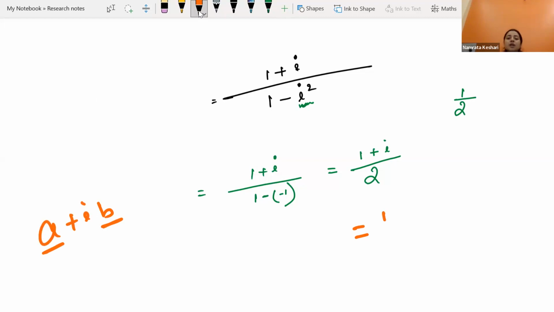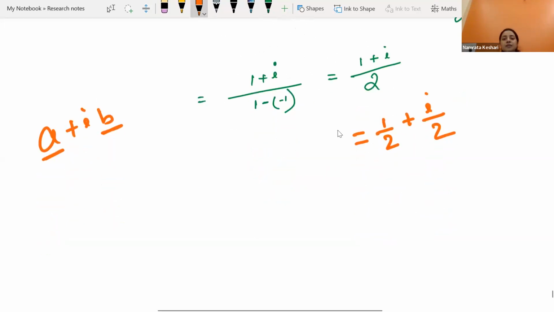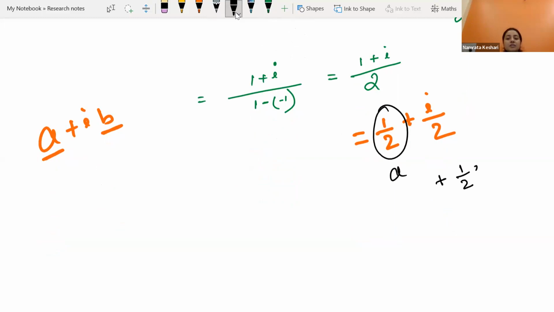Can we write it as 1 by 2 plus i by 2? Can we? Yes, ma'am. We can, right? So this is a, and b is still, it's not that clear, but we can represent b like this. Yes or no? Yes, ma'am.